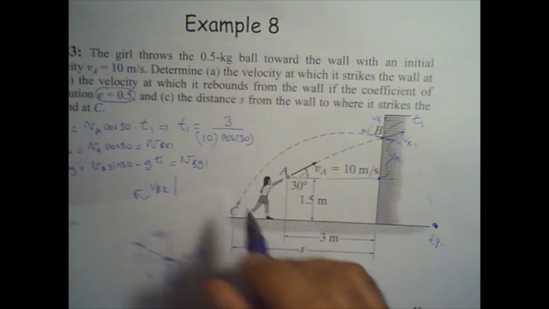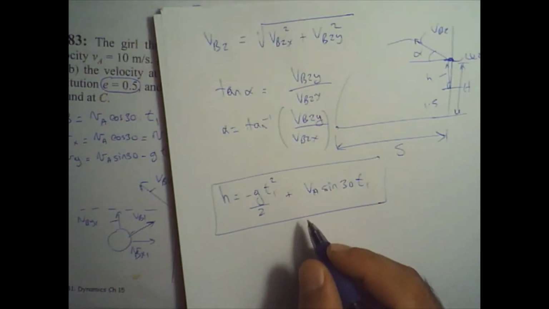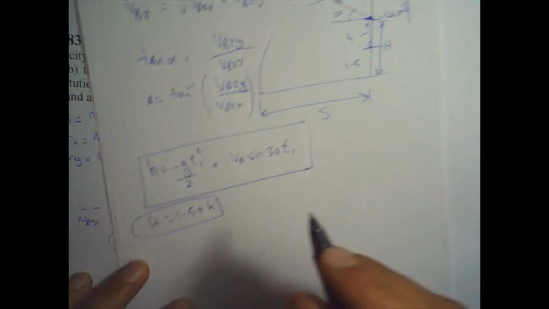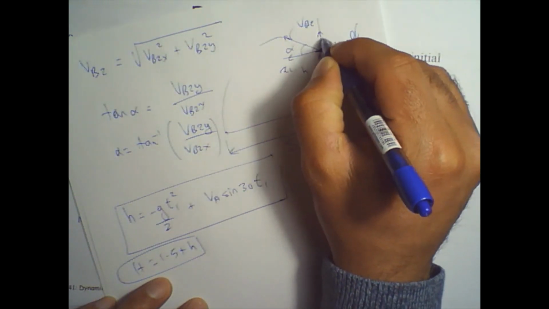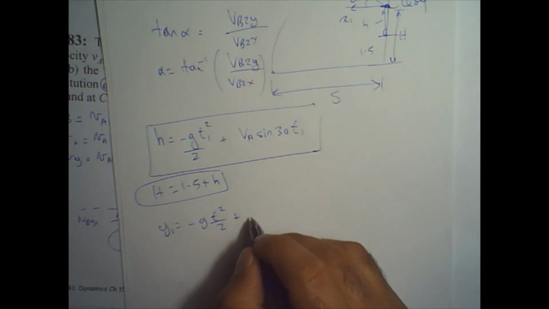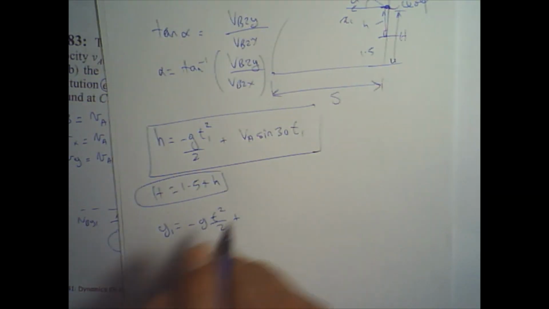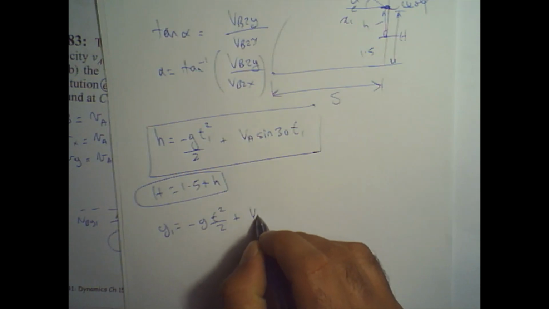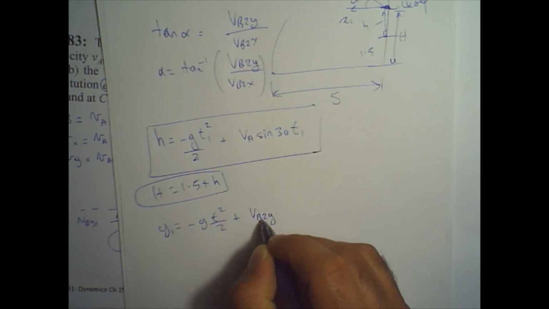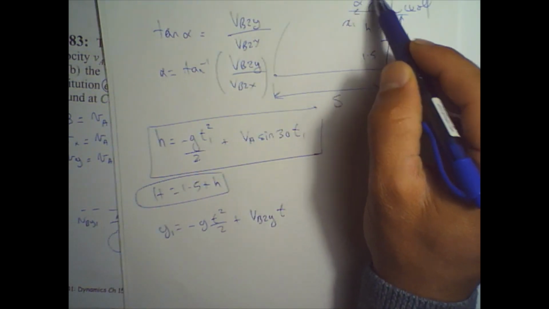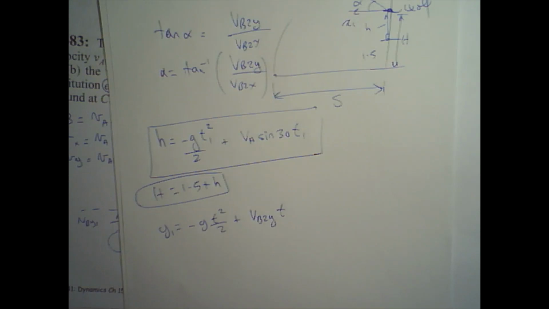So we know this guy, and we also know the time. It's just equal to 3 divided by 10 cosine 30. So we fully know small h, then total h is equal to 1.5 plus small h, so we know the height. What we are left to do is develop a new frame here, and call this x1 and y1, right? Then y1 is going to be equal to minus g t squared over 2 plus VB2 sine alpha, which is equal to VB2y, times t. So this y as a function of time describes the position of the ball after the impact, until this point.